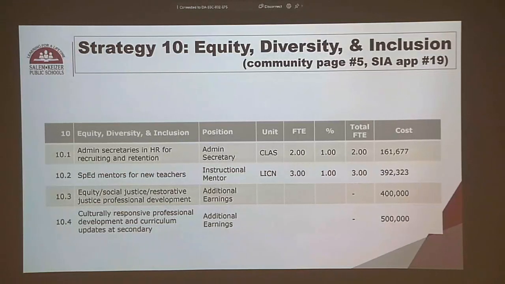We are suggesting that we increase that FTE by 3. We currently have 2 SPED mentors. This would give us a total cadre of 5 to mentor our new special education teachers. And then again, you'll see dollar figures, pots of money: $400,000 to go towards professional development for equity, social justice, and restorative practices, and an additional $500,000 for those curriculum updates that are necessary.